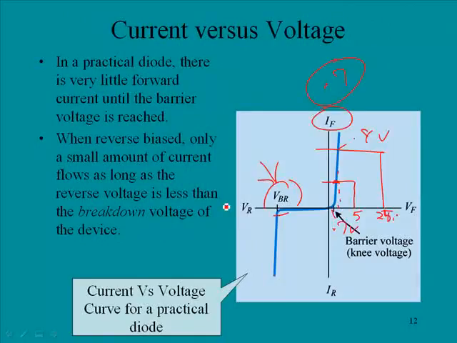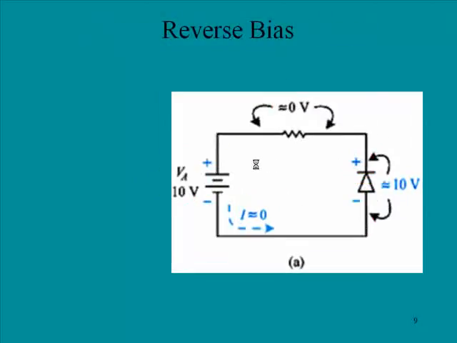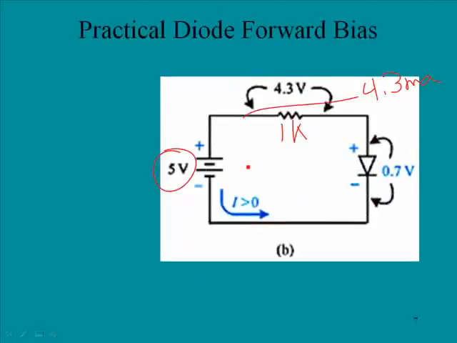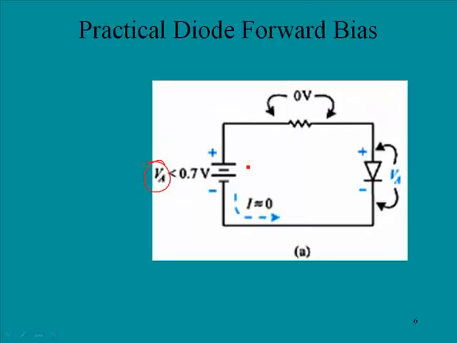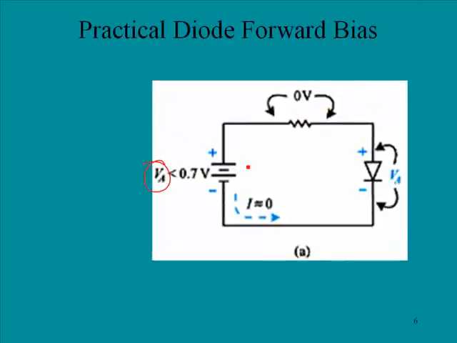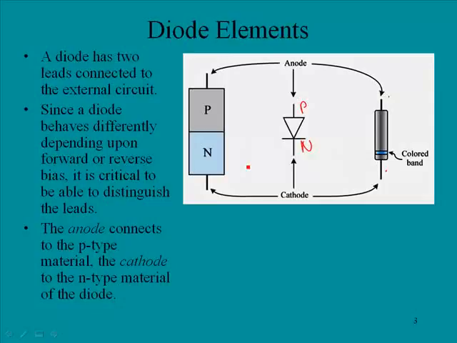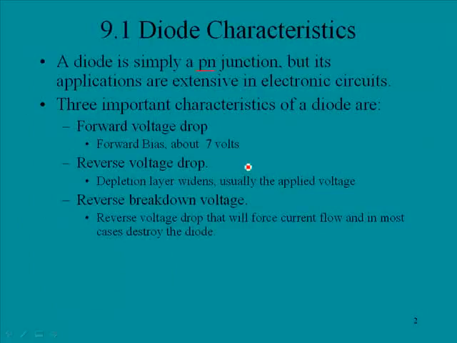Okay, this concludes our introduction to diode characteristics. The last item we looked at was the current versus diode voltage curve for current and voltage. We also looked at the breakdown voltage, and we looked at a couple different reverse bias conditions as well as some forward bias conditions. We talked about practical diodes, ideal diodes. Well, here it is. We looked at the diode elements, and that concludes our look at diode characteristics.